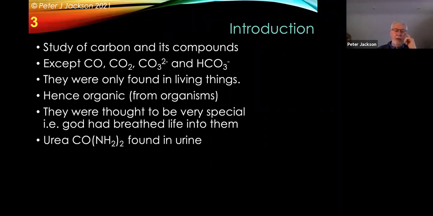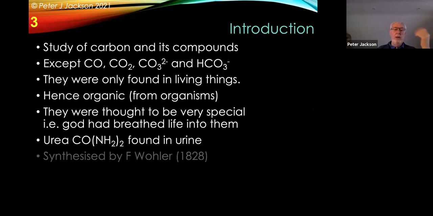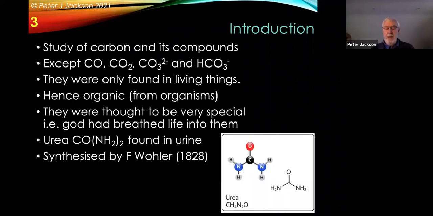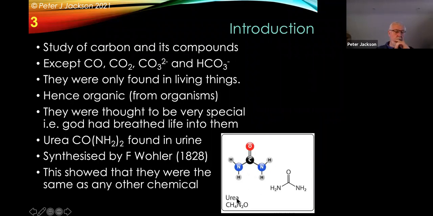when a compound called urea was found in urine, it was synthesized by Frederick Wohler, way back in 1828, and that turned chemistry totally on its head. It showed that these molecules that we thought were special were no different to any other molecules. They could be made in the lab if you could get the right process. Right? So there's urea there. You don't have to know its formula. But it's a nitrogen-containing compound. It's an excellent fertilizer, and as we say, it comes from urine. So this showed that they were the same as any other chemical.